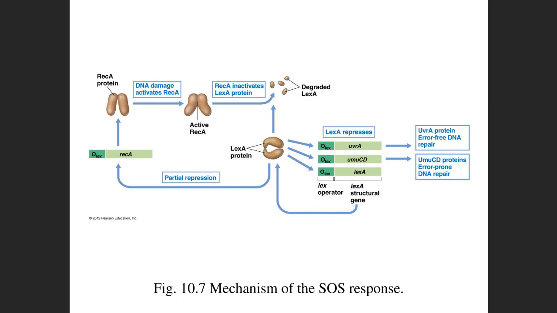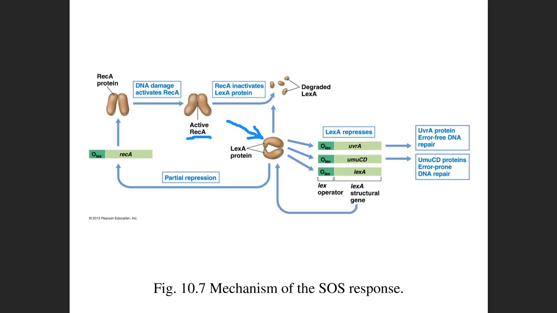Okay, so you have the RecA protein. It's a recombination protein, which we'll talk about very soon. RecA protein will be activated by damaged DNA. So you have RecA floating around, not active, and DNA damage triggers it to become active. Once it's active, what does it do? Well, it cuts this protein, LexA, into pieces. So RecA inactivates the LexA protein.